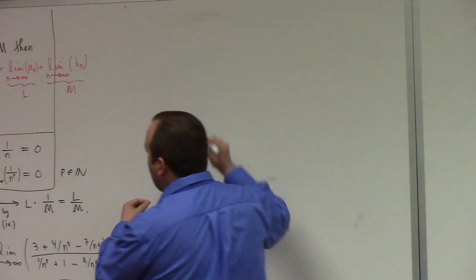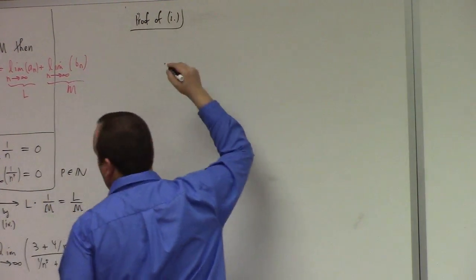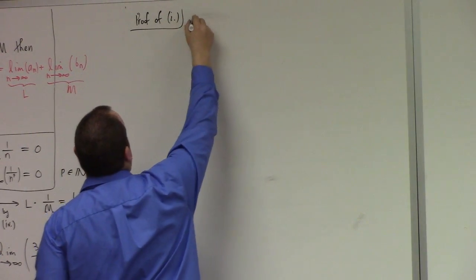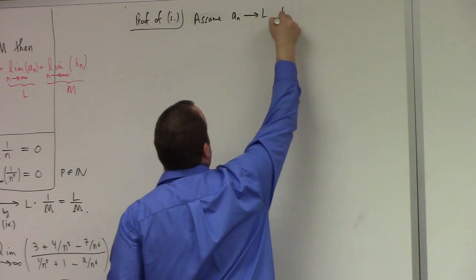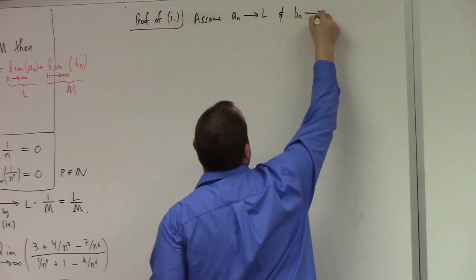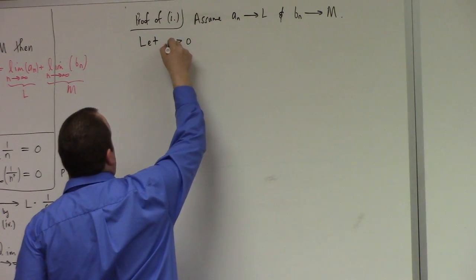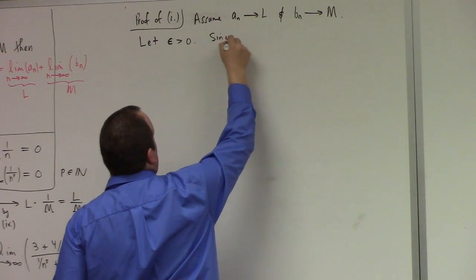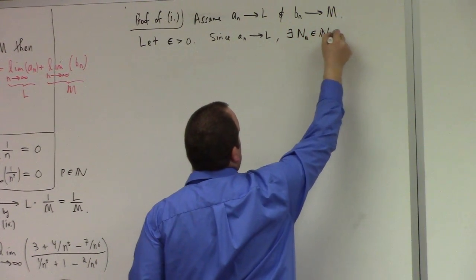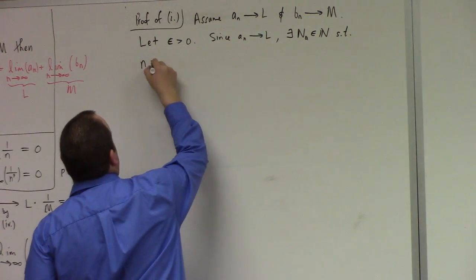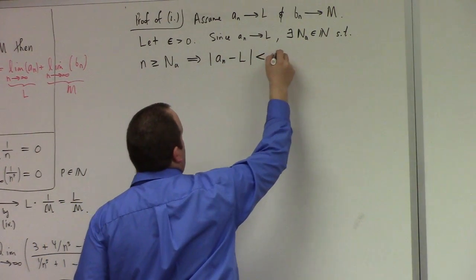Okay, so let's prove. I'm going to show you the proof of one. So assume that a sub n goes to L and b sub n goes to M, as in the theorem, and I'll let epsilon be greater than 0. Note, since a sub n goes to L, there exists some big N sub a in the natural numbers such that whenever n is greater than or equal to N sub a, that implies that the absolute value of a sub n minus L is less than epsilon over 2.